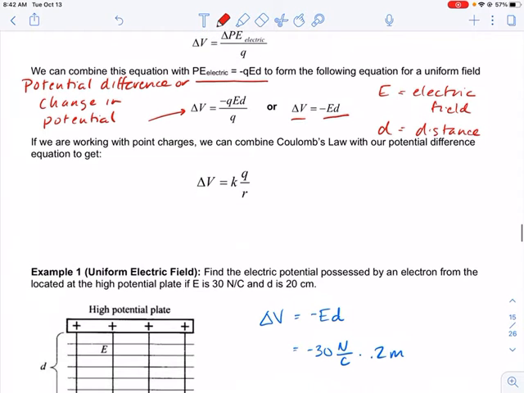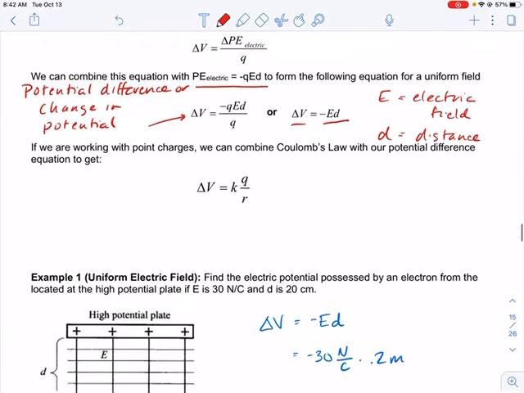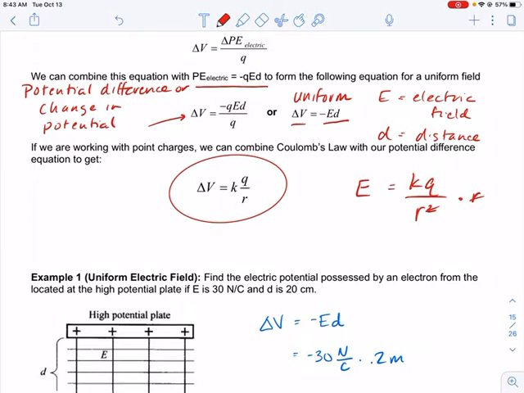If we're working with point charges, we can take our equation for the electric field and multiply it by a distance, and one of the r's cancels out and we end up with KQ over R. So we've got two different equations for potential difference: one for a uniform field, and one for a field created by a point charge.